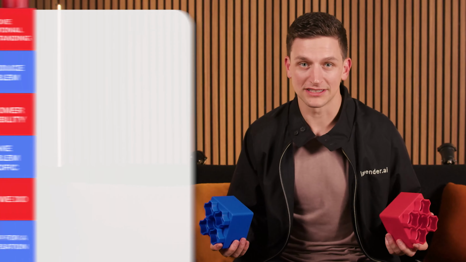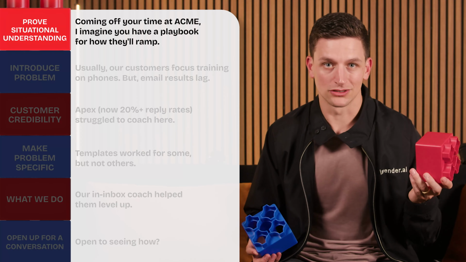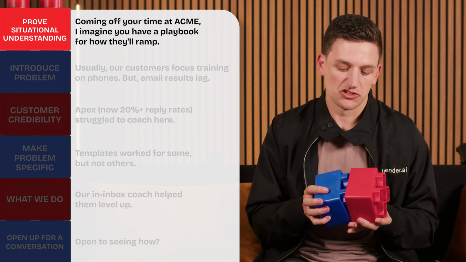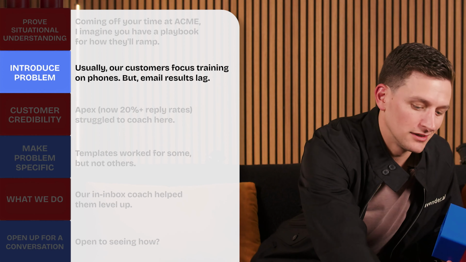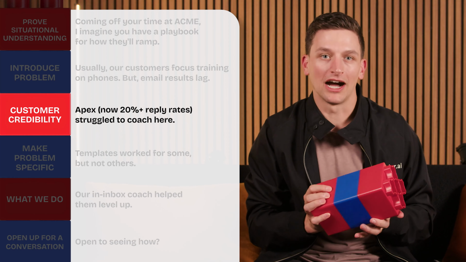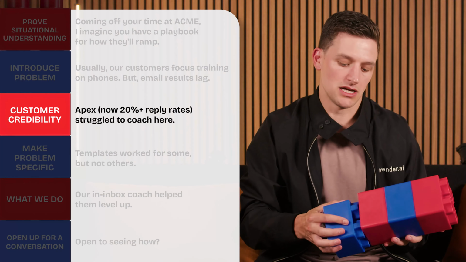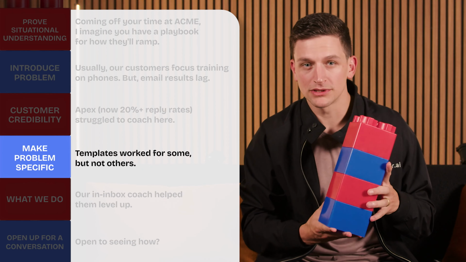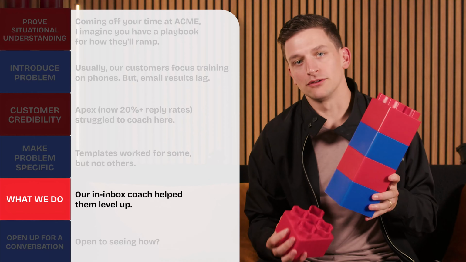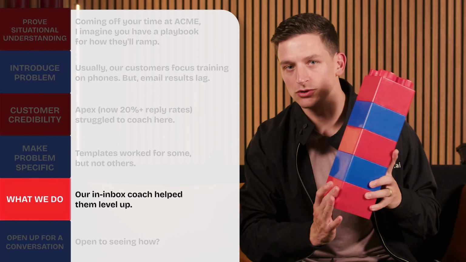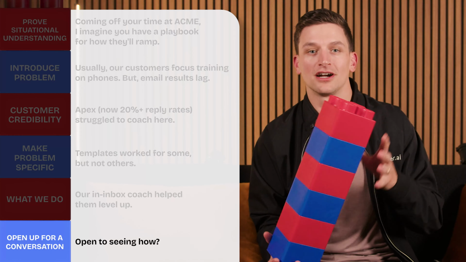You'll see in this first example that the framework starts with proving situational understanding. Then you're going to introduce a problem based off of that understanding. Then you're going to provide credibility from customers. You'll go ahead and make the problem that they're dealing with really specific so they can relate to it. Bring in what we do. This will be the smallest portion. And then, last but not least, open it up for a conversation.